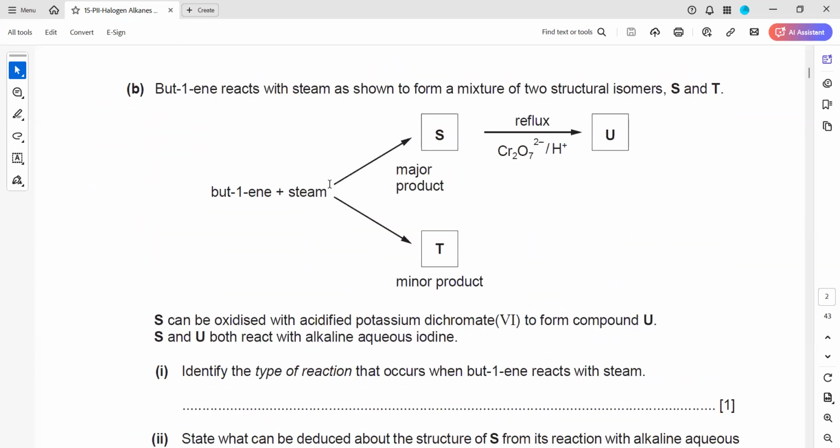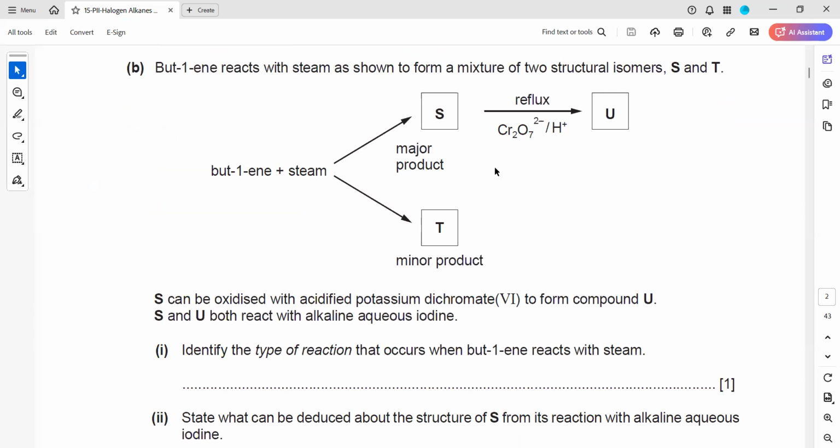Next: but-1-ene reacts with steam as shown to form a mixture of the two structural isomers S and T. So one is a major product, another one is a minor product. What will the major product be? Remember, hydrogen adds towards the site where there are already more hydrogens, and that will be the major product.